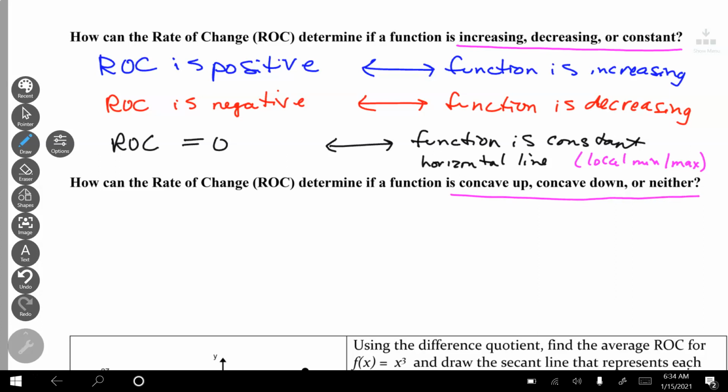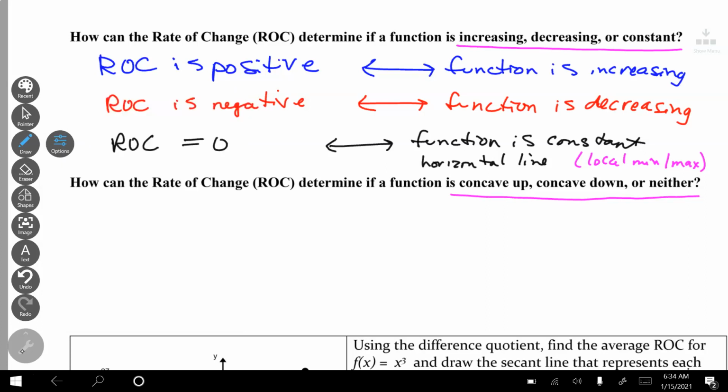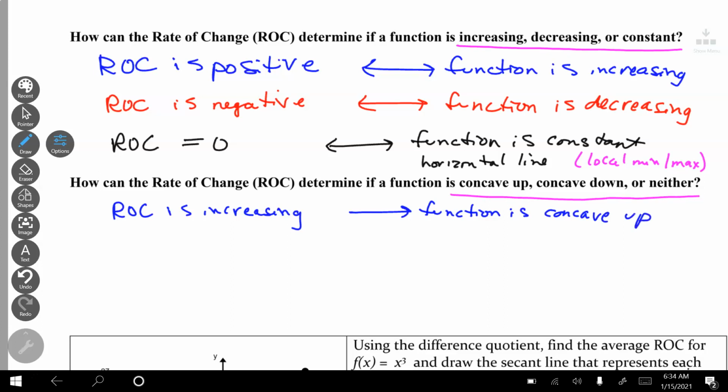Okay? Well, let's talk about what we saw on the previous page. If my rate of change is increasing in value, when we saw the rate of change was going from 1 to 2 to 3, we had something that was the function is concave up. Okay, it is curving up. But it implies both ways. If something is concave up, its rate of change is increasing in value.